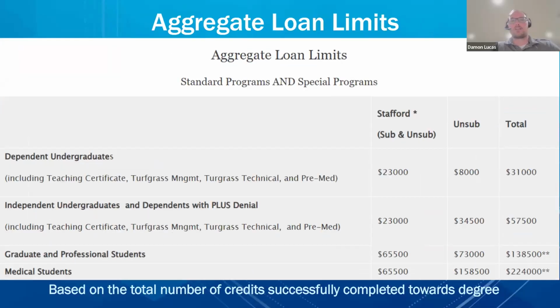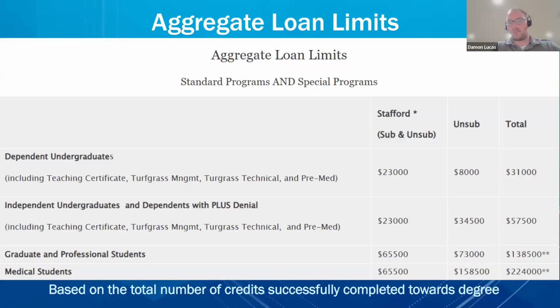And these are your overall aggregate limits. So this is when, if you are utilizing these year after year, this is going to be your total limit you can use for dependent undergraduates. And then below that, you have independent students or dependent students with a Plus loan denial. So if you do get a Plus loan denial, you are eligible for some additional funding through the unsubsidized loan.